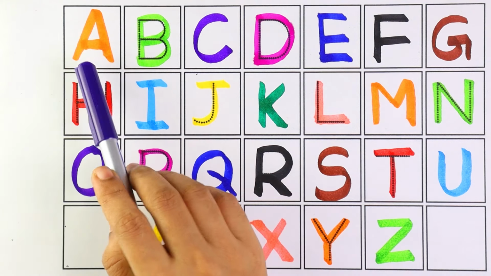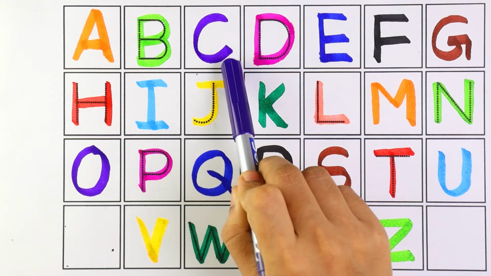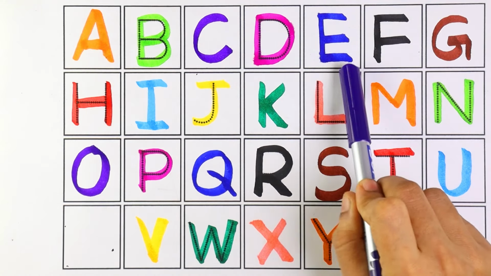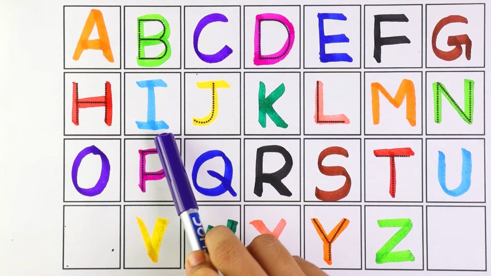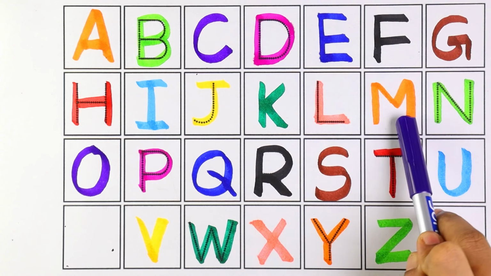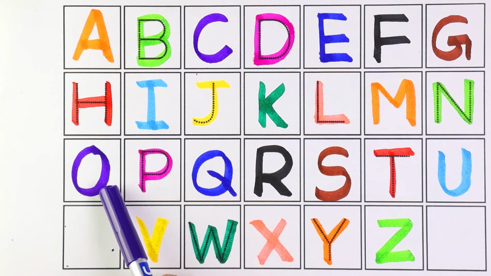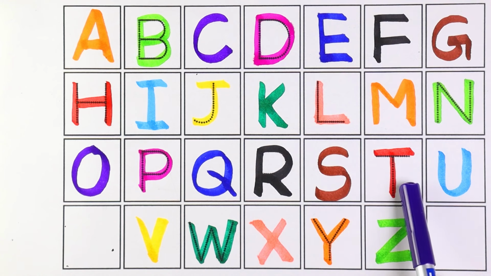Now, let's all learn from A to Z. A, B, C, D, E, F, G, H, I, J, K, L, M, N, O, P, Q, R, S, T, U, V, W, X, Y, and Z.